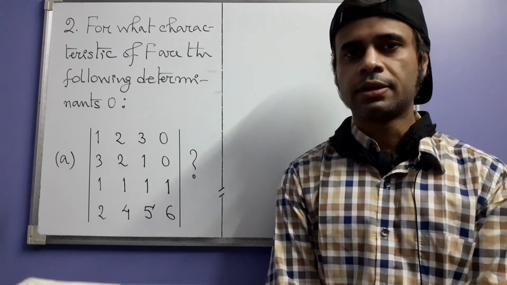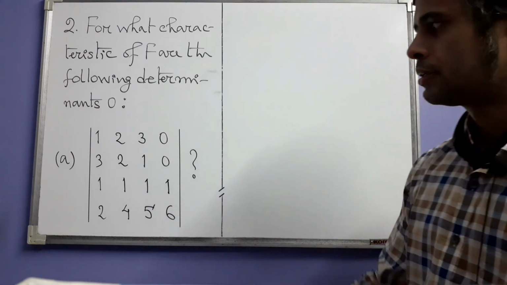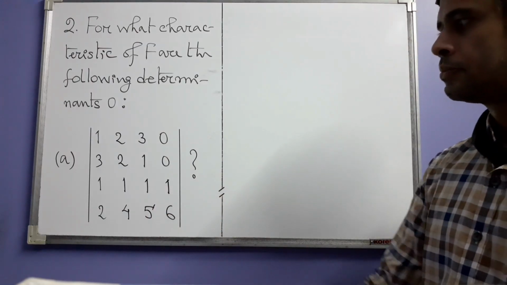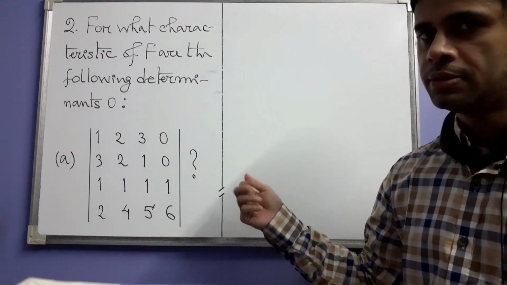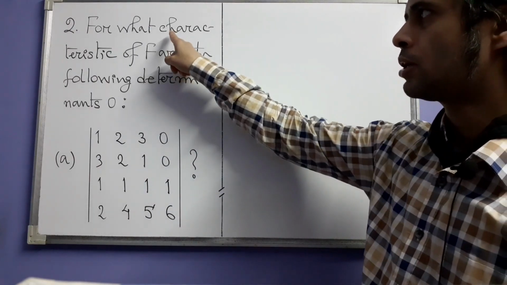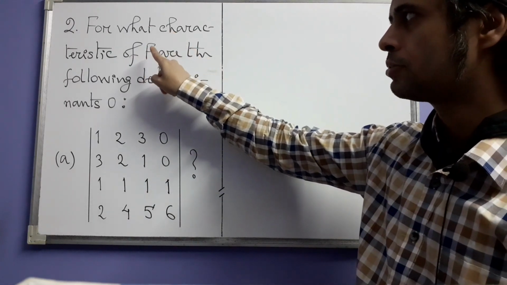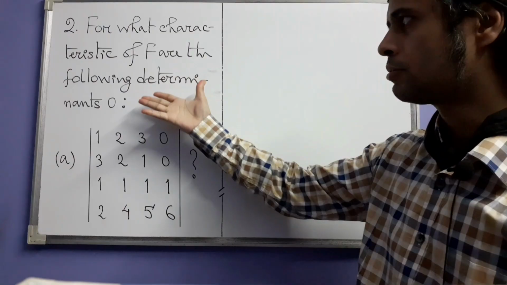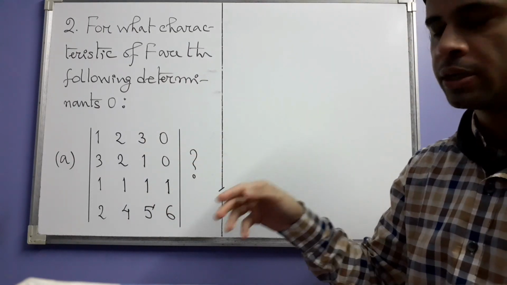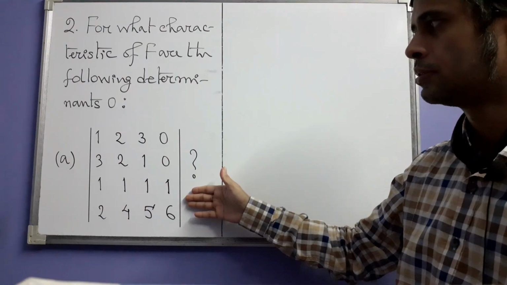So let's start the exercises, and let's start with number 2. There is another part B, we will see that afterwards. And the question here is this: for what characteristic of the field F are the following determinants 0? There are two determinants, the first of which is this.